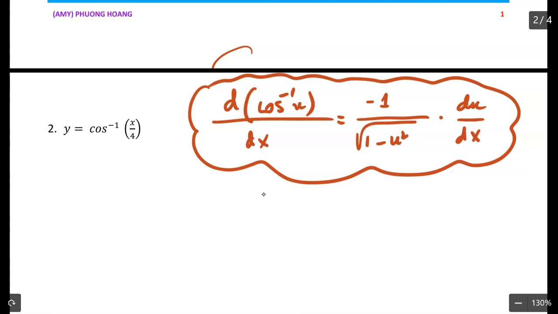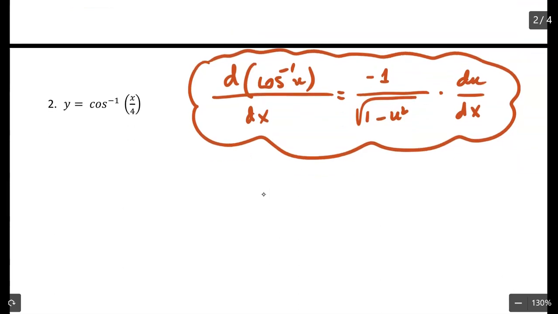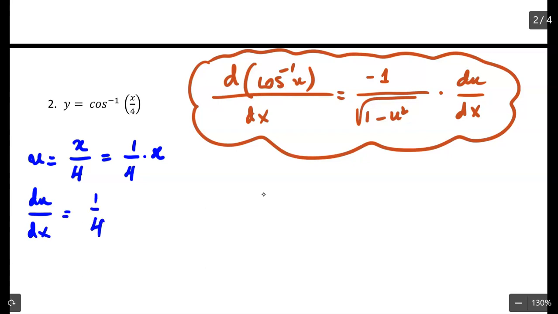Okay, so let's get started with u equal to x over 4. Okay, so and then we differentiate this. To make it easier for everyone, I would like you to notice this 1 over 4 times x. Okay, so therefore du over dx is equal to 1 over 4. Okay, so what about u squared? So u squared will be equal to x over 4, all of it squared. So I will have it as x squared over 16.